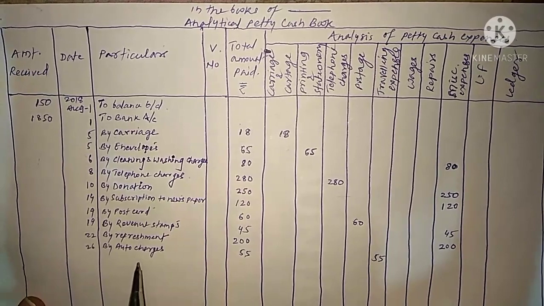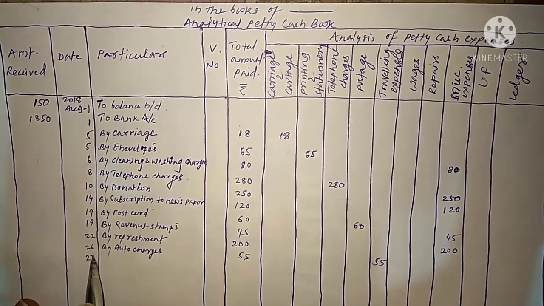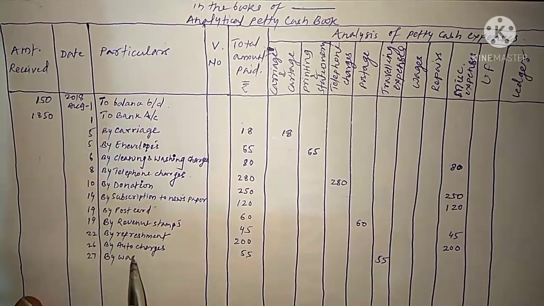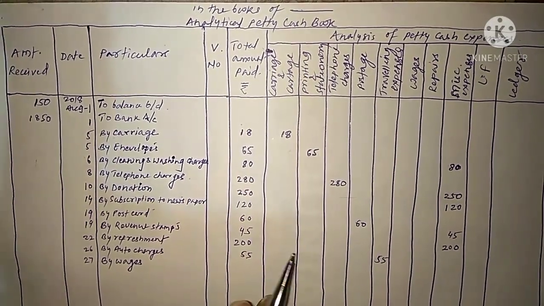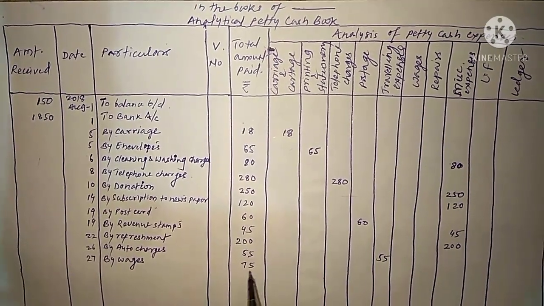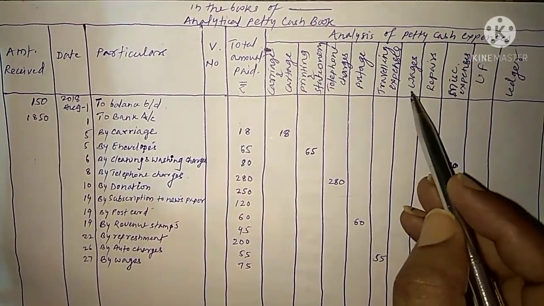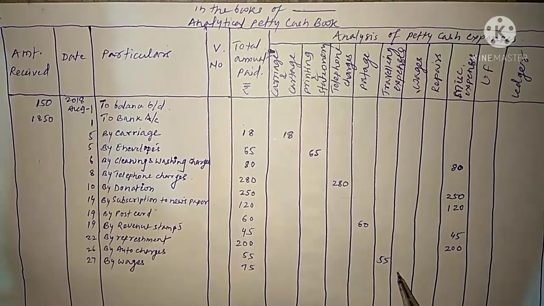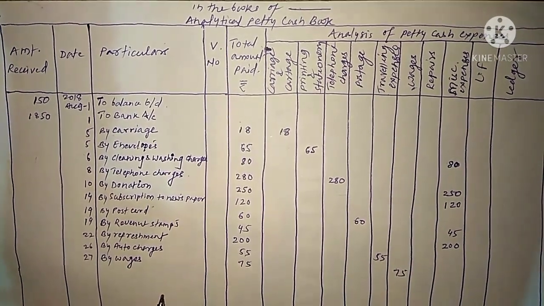Then transaction on 27th August, paid wages. So here we have to write by wages, 75, and we have to transfer this 75 to the wages accounting head that we prepared here, wages. So we transfer 75 to that accounting head, 75.